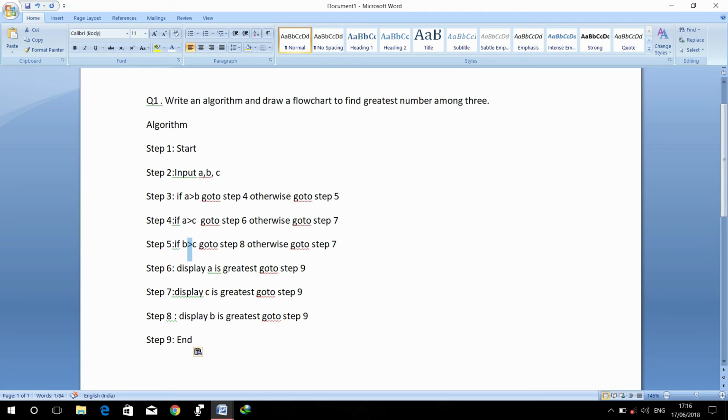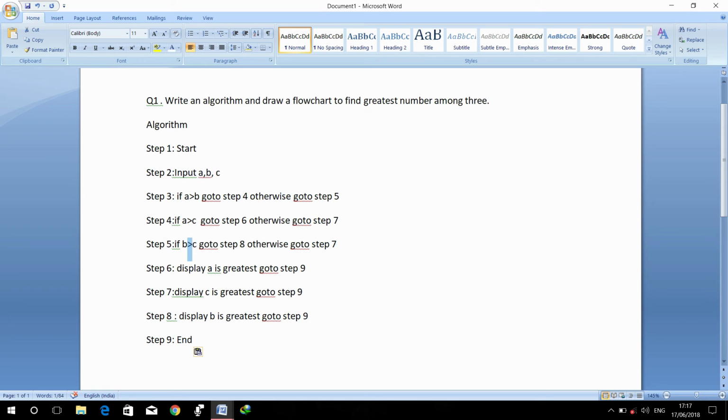Now, if A is greater than B, then it goes to step number 4 and then checks whether A is greater than C. So let's suppose that A is not greater than C. So A is greater than B but not greater than C. So obviously A is in the middle of C and B. So C is the greatest because A is greater than B and A is smaller than C. So obviously C is the greatest among all.